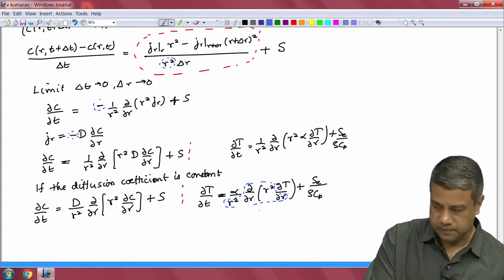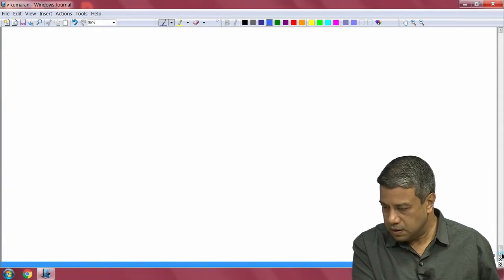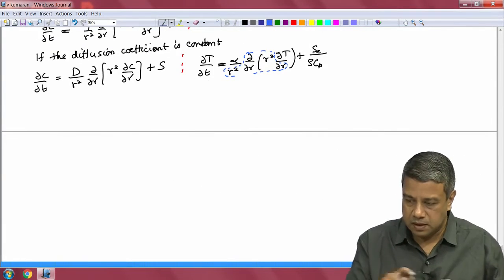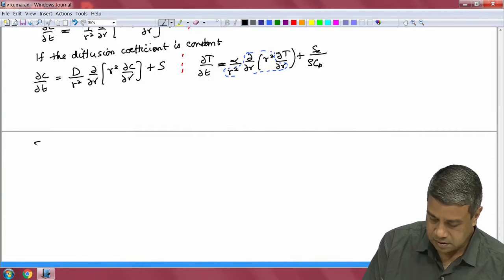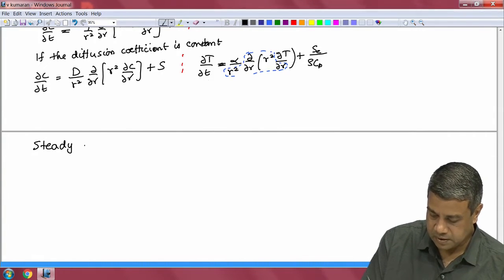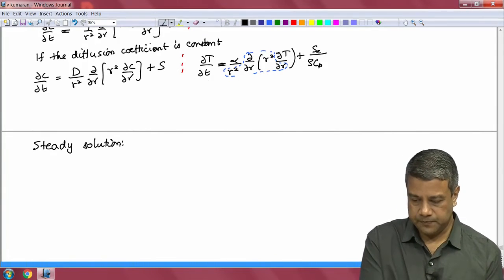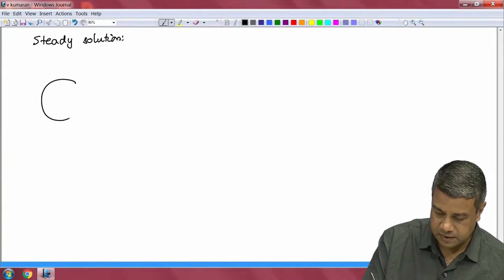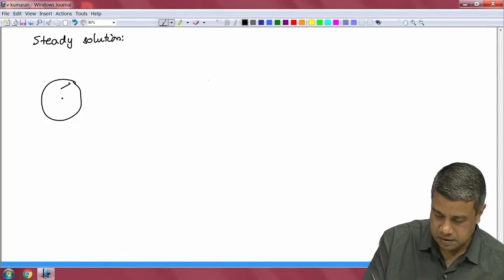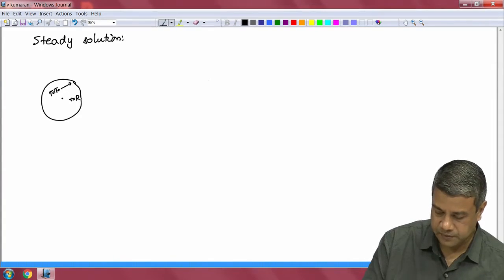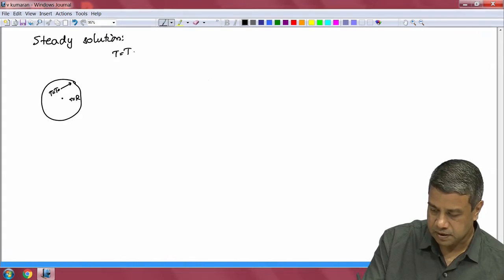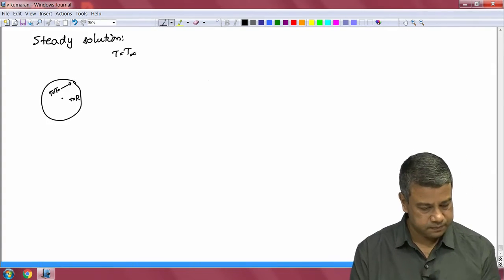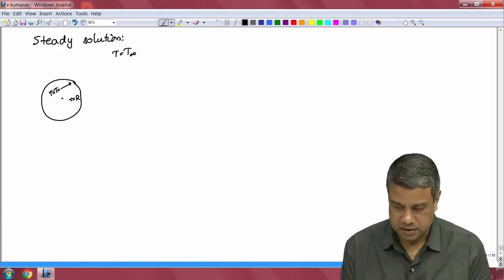So, this is the conservation equation. Let us proceed to obtain a steady solution for this conservation equation. The simplest case that you can think about is to have a spherical particle, say, with temperature T equal to T naught at the surface r equal to R, and T equal to T infinity far from that surface. That is the simplest case that one can consider.